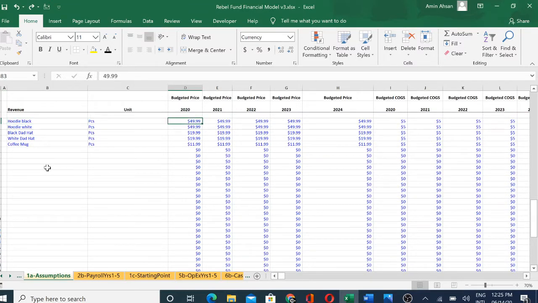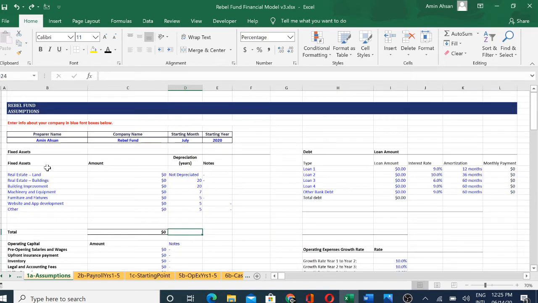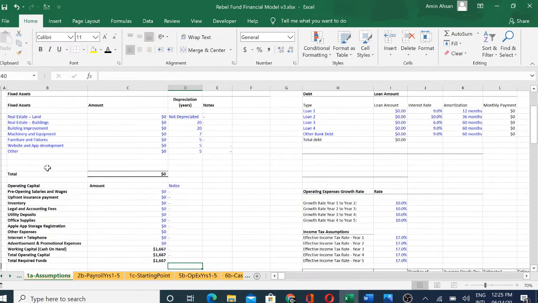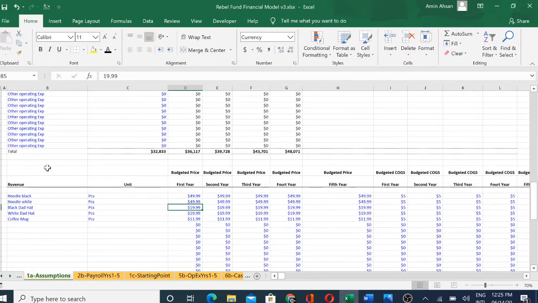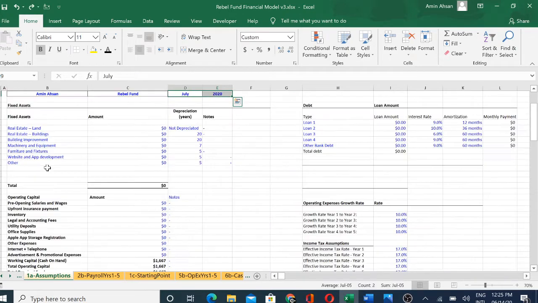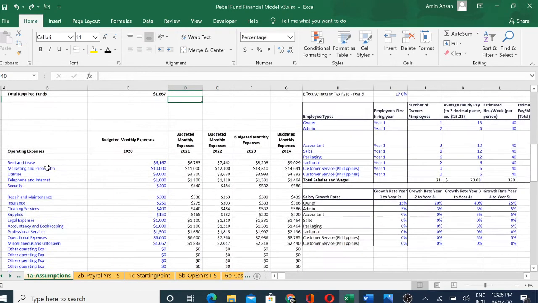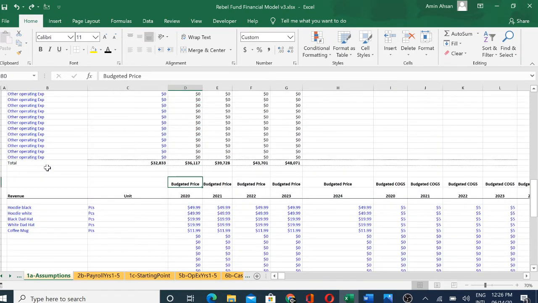This is the budgeted price for the year 2020. This is the first year you want to use. Then you can see that the first year, second year, third year, fourth and fifth year automatically appear here. So when we put in 2020, it shows 2020.